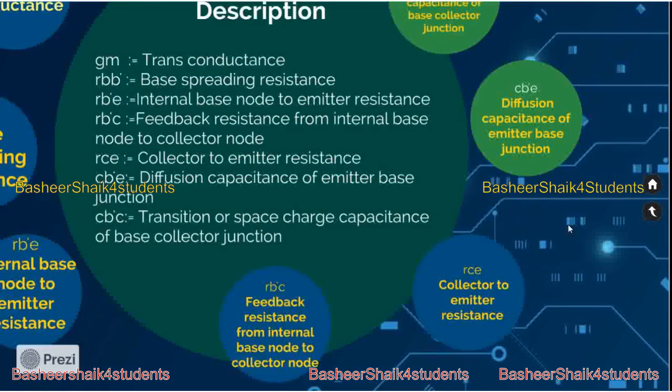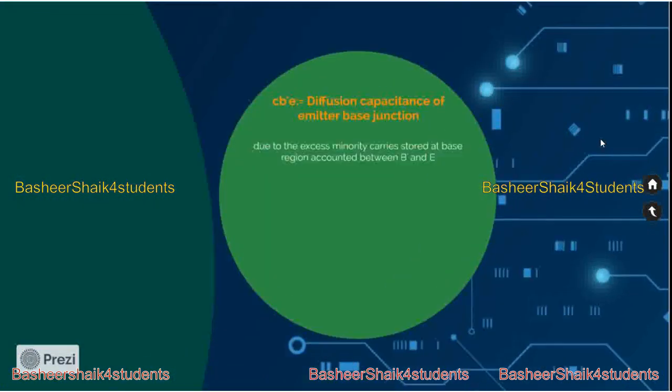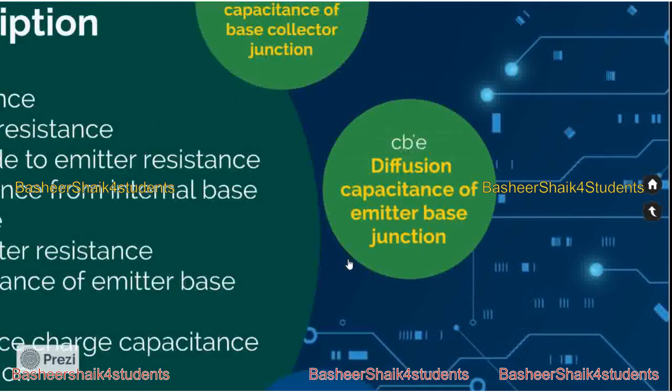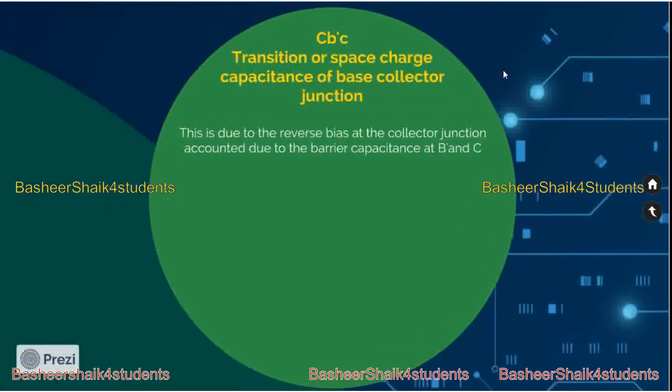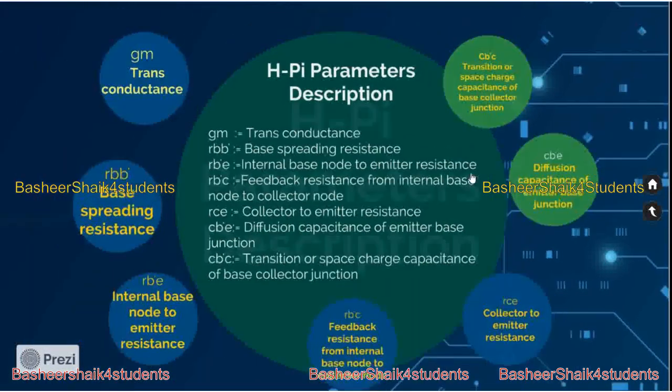Now we are going to discuss the capacitances. The CB'E is a diffusion capacitance due to the excess minority carriers stored in the base region, accumulated between the base terminal and the emitter. Now CB'C is a transition capacitance that exists due to the reverse biasing of the transistor.